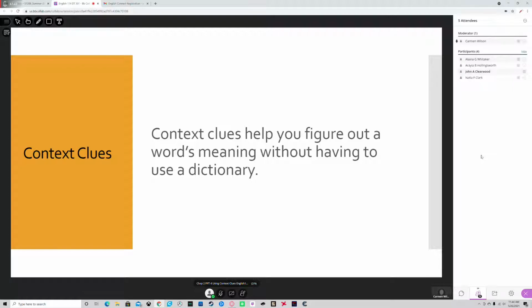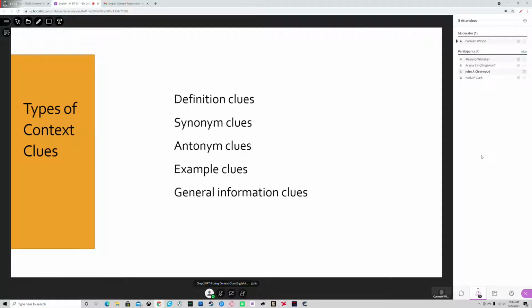So context clues help you figure out a word's meaning without having to use a dictionary. I said that already. And these are the types of context clues you can use. If it gives you the definition right in the paragraph. If it's a synonym, that's a similar meaning. If it's an antonym, the opposite of the term that you're trying to figure out. If they give you an example. If it's general information or it's based on your experience, your background knowledge. So these are ones that you can use.